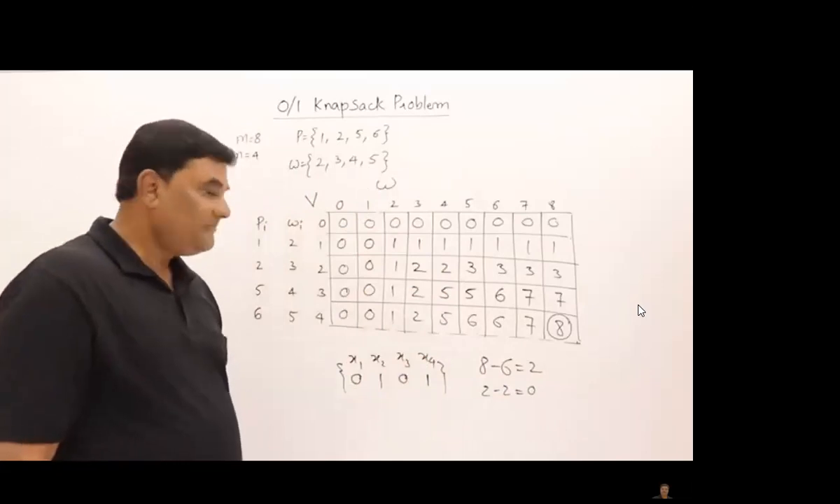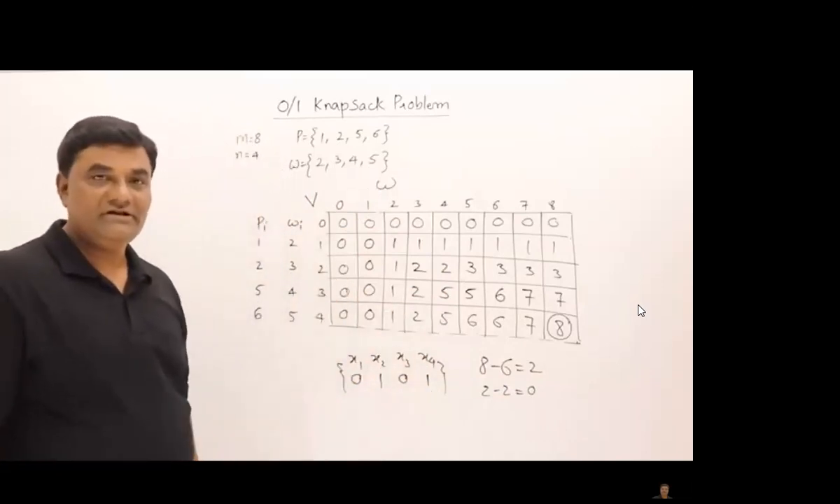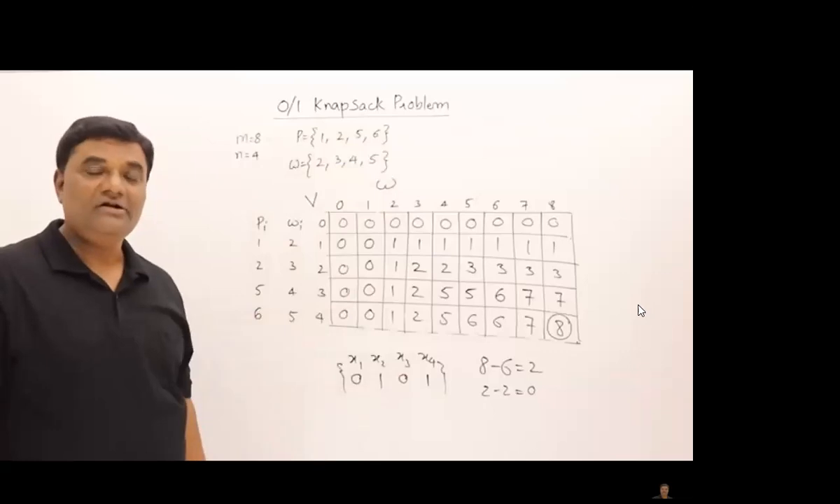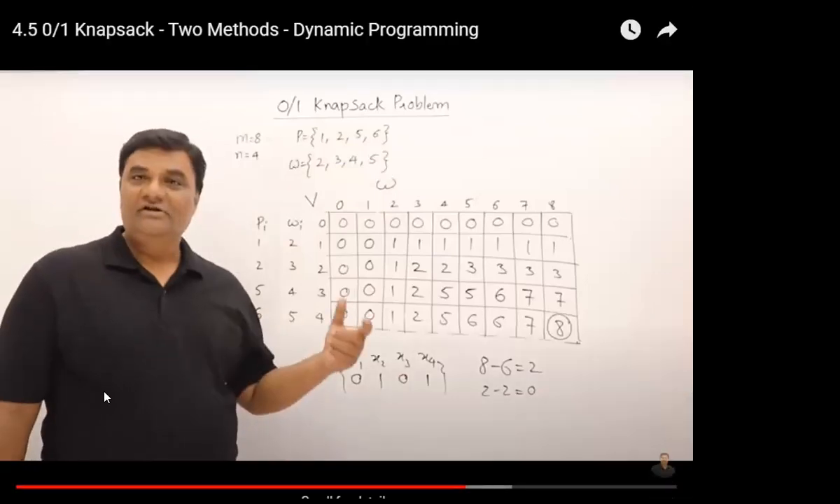So which objects are included in the bag? X2 and X4. 2 objects are included in the bag. So X2 is this one, X4 is this one. So the total profit will be 8. So this is the maximum profit of the 0-1 knapsack problem. Next I will solve it using sets.